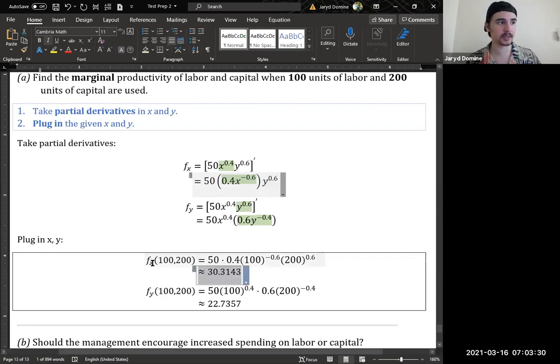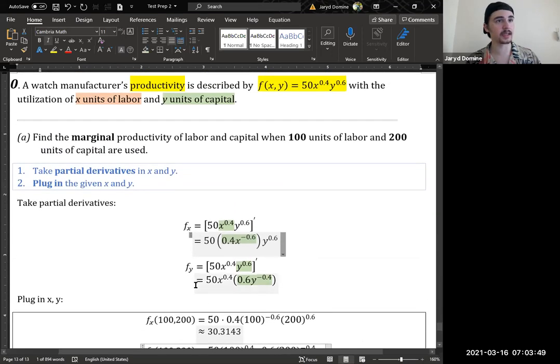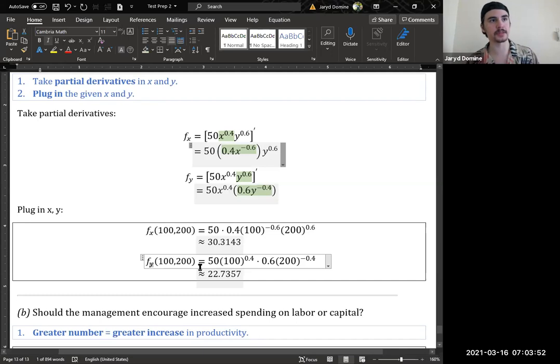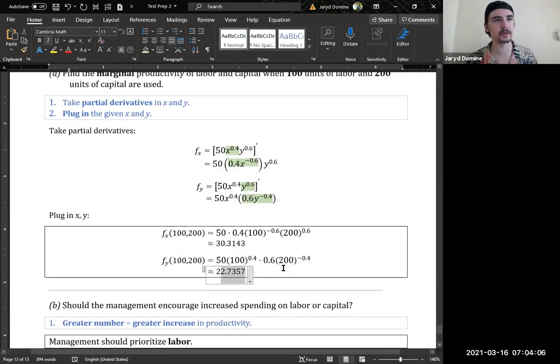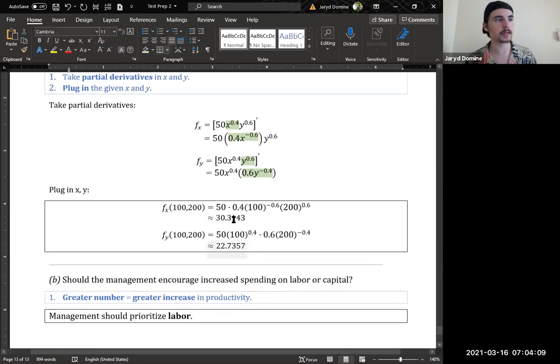And what that means is we're looking at x, right? So x is labor. That means if I get another worker, another unit of labor, then my productivity goes up by 30.31. This other one, f sub y, that's how much my productivity will go up if I get one more unit of capital. So like if I buy another machine. So this says, just plug in 100 and 200, you get 22.7357. So if I get another machine, my productivity goes up by 22.73. All right, so that's the difference.